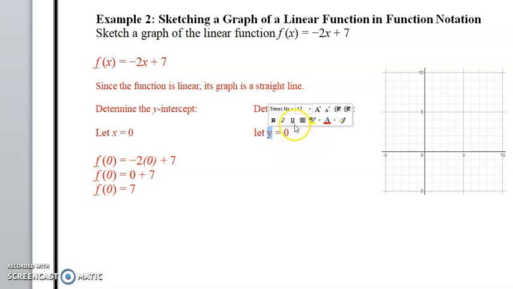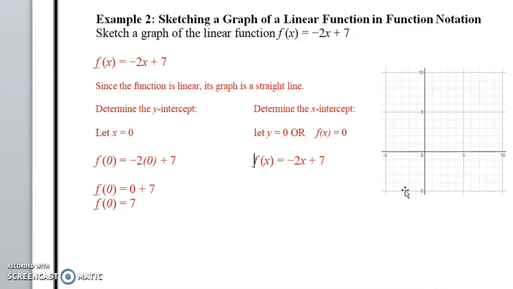All right. Now, by saying that y equals 0, that's the same as saying f of x is equal to 0. All right? Because, as we discussed, they're equivalent. F of x and y are equivalent. That's just our function notation. So, let's get our formula. Everywhere we see f of x, we put in 0. So 0 equals, and then we solve for x.